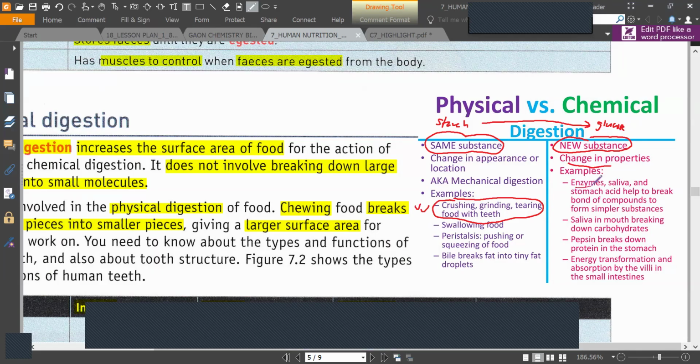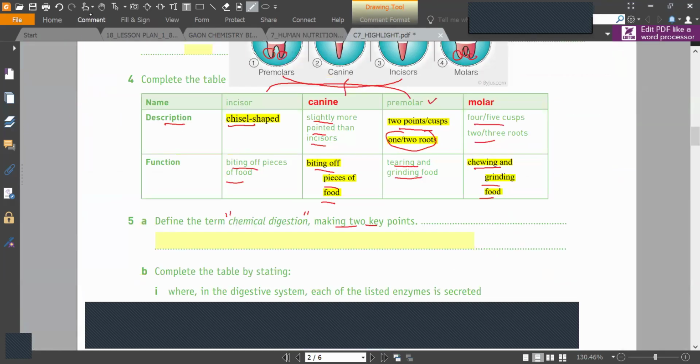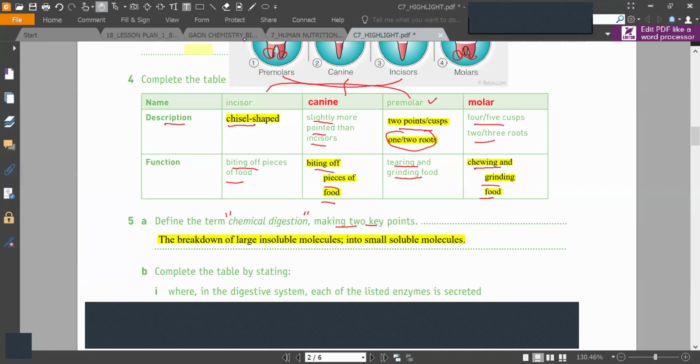It happens in the presence of enzymes, so different enzymes. Chemical digestion, what it means by that: breakdown of large insoluble molecules into small soluble molecules.